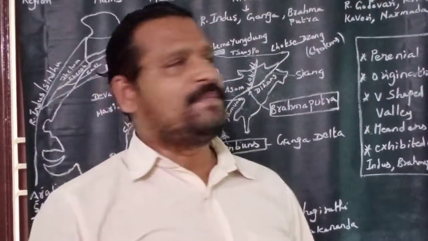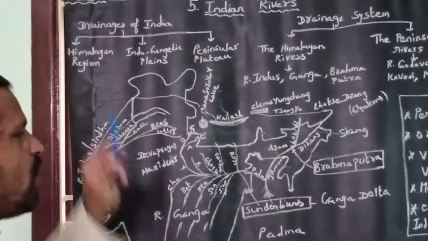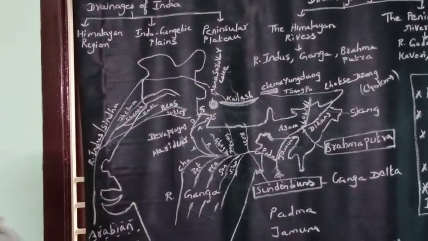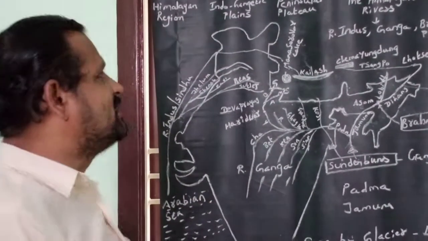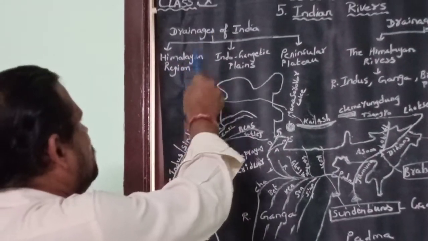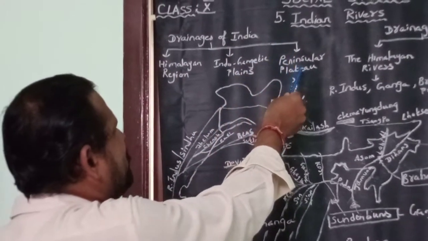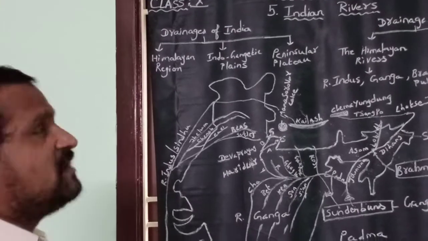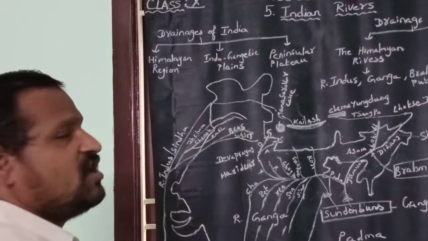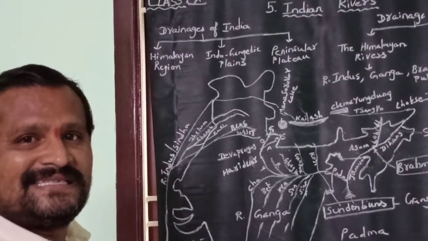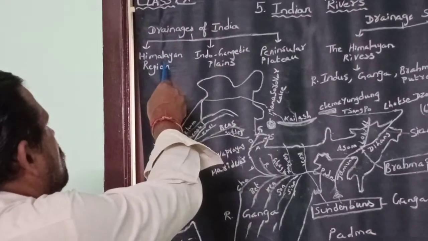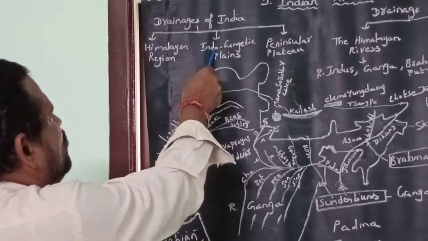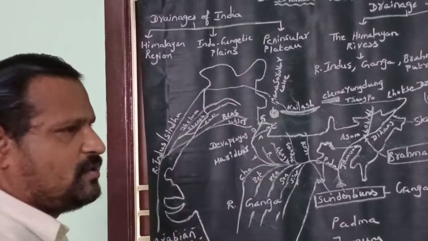The drainage system in India is evolved and adjusted itself with the evolution of three physiographic units such as Himalayan region, Indo-Gangetic plain and peninsular plateau. Once again, I repeat the statement, children. The drainage system of India is evolved and adjusted itself with the evolution of three physiographic units such as Himalayan region, Indo-Gangetic plain and peninsular plateau.